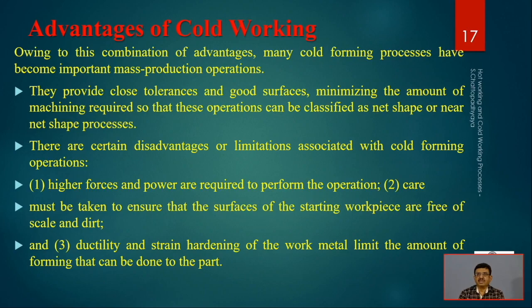Terrific advantages, the unique selling points of cold working: close tolerances, good surface finish, and minimal machining required. People don't want to do it in multiple steps. So further post-processing is minimal, which is always advantageous, less hazardous, less cumbersome. These operations can be classified as net shape or near net shape manufacturing. People are looking for net shape or near net shape so that post-processing hazards are less. I want to do it in one go. Otherwise, it will be a problem.